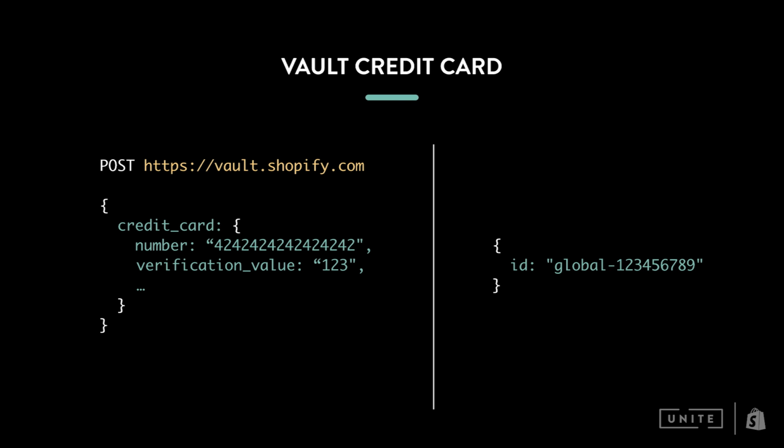From there, we submit our credit card information to our credit card vault. This information would be submitted to the vault essentially just for security purposes, and it would return us a token that can be used later on in the checkout process to actually complete the payment and process the credit card with the payment provider.